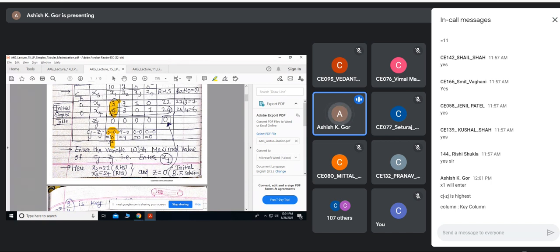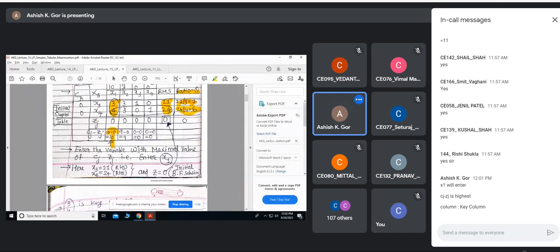So how to find the ratio? You see, the ratio is the theta. I'll relate this with yesterday's method. So this 21 and 24 is there. What I did: 21 divided by 3 is 7, and 24 divided by 4 is 6.